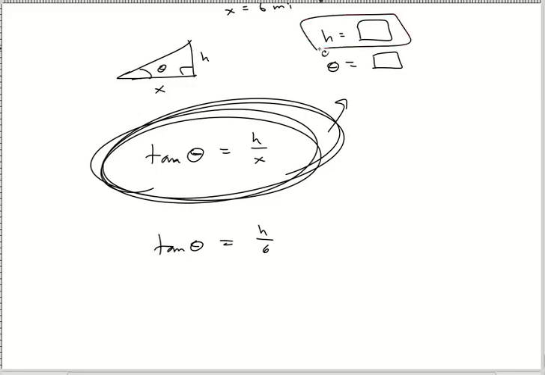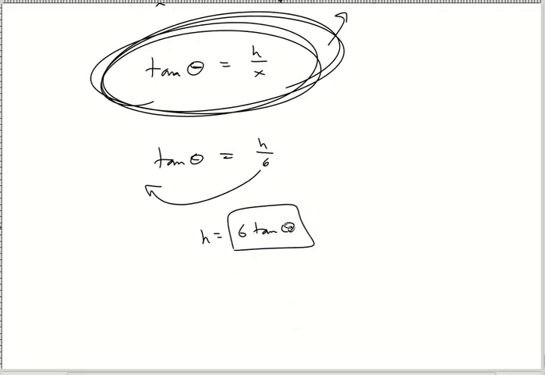Well, the first one says solve for h. So I'm going to move the 6 over. So I got h is equal to 6 tangent theta. And, well, you're done. You literally type that into WebAssign. 6, T-A-N, and then you can do the theta, and there you go.